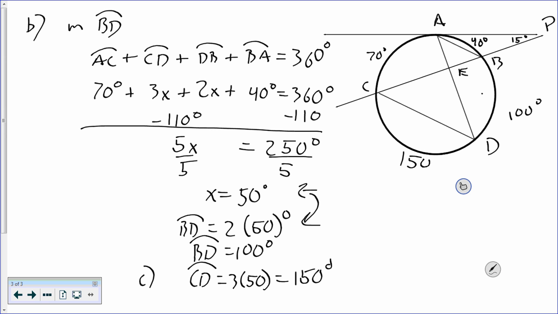Good? Okay, so again, if you check them, if you add them all up, they should add up to 360. So we got 50 and 100 is 150, 150 and 40 is 190, plus 70 is going to be 360. Good? Alrighty then.